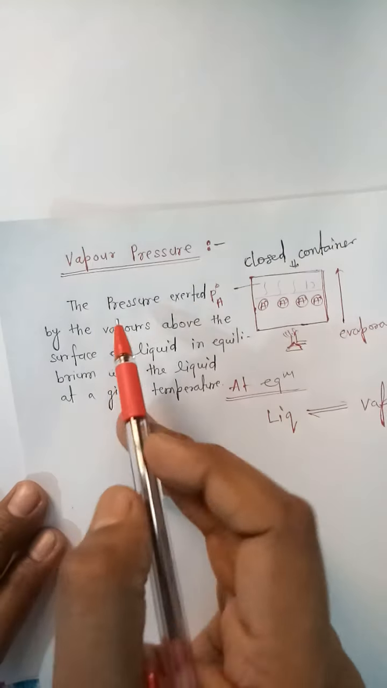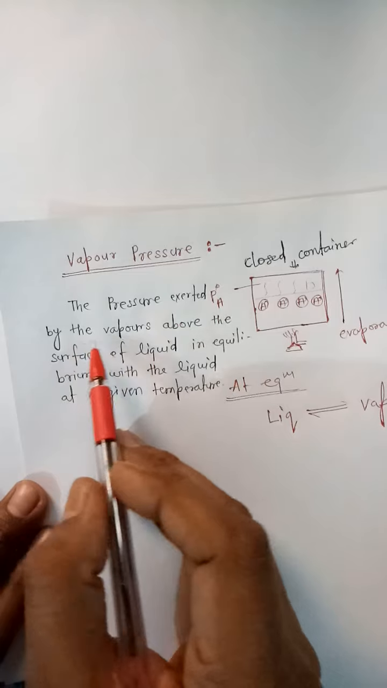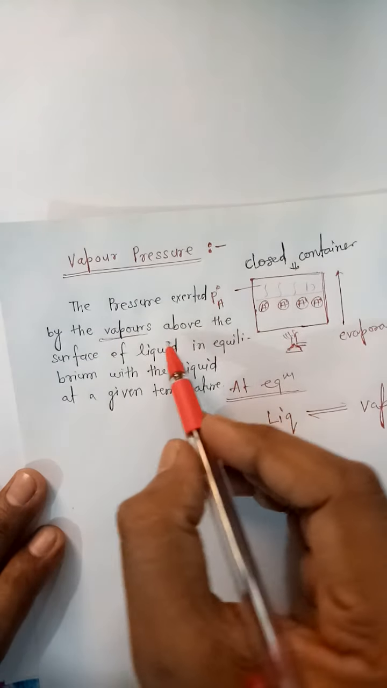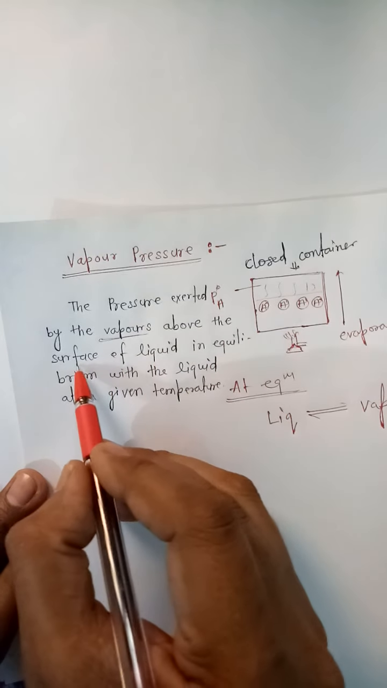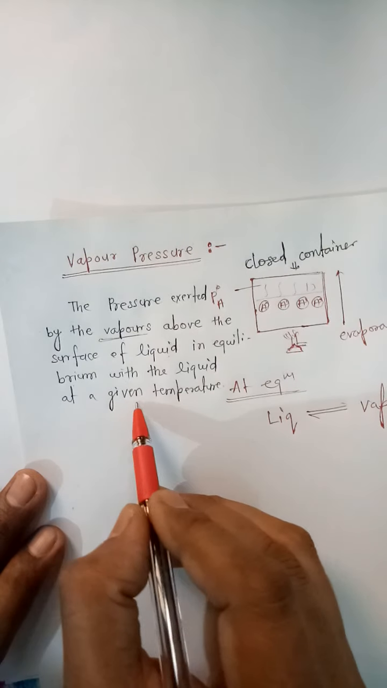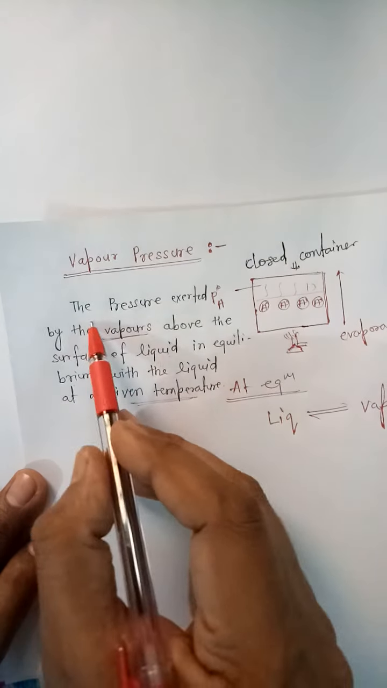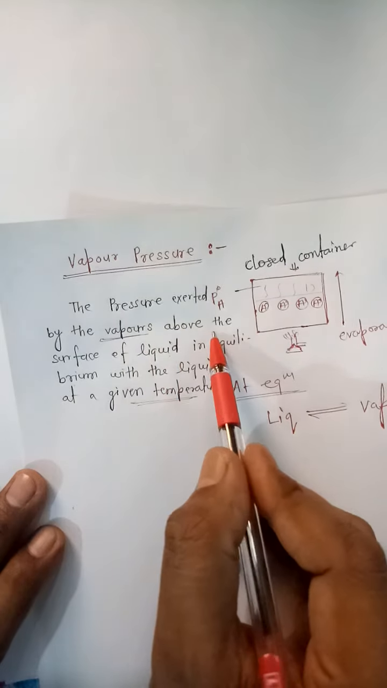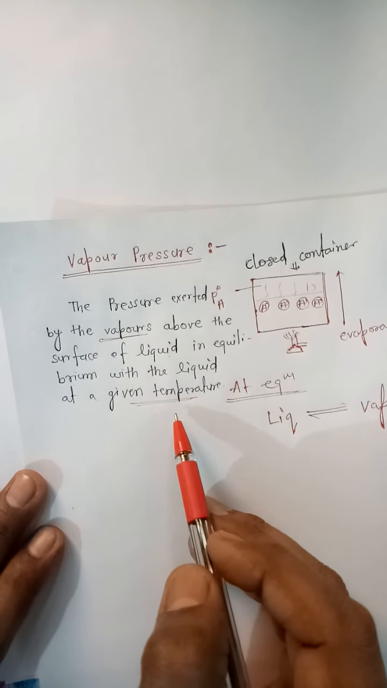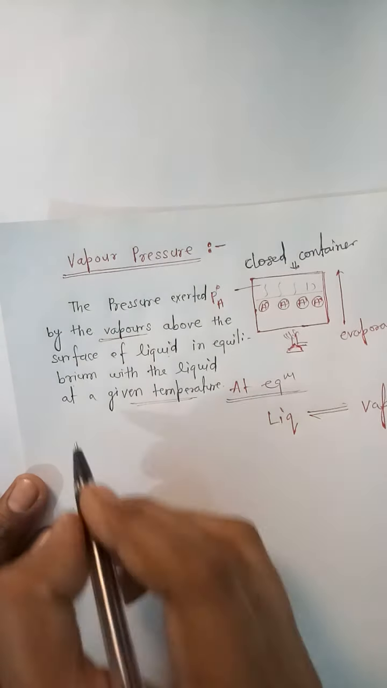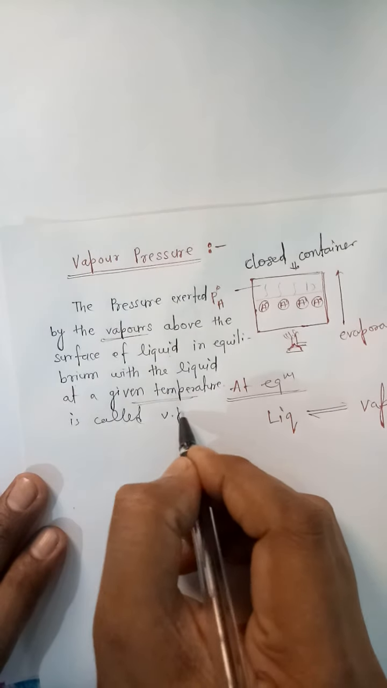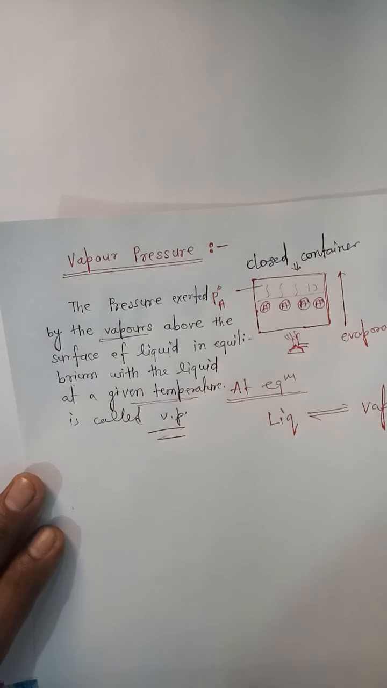So the definition here: the pressure exerted by the vapors above the surface of liquid in equilibrium with the liquid at a given temperature is called vapor pressure. This is the definition of vapor pressure.